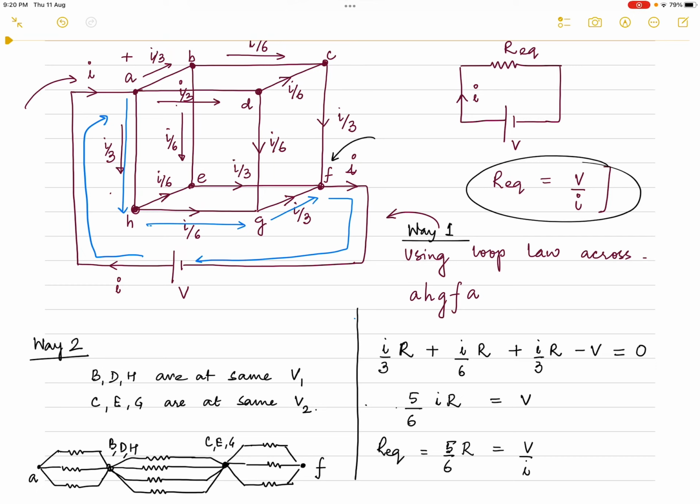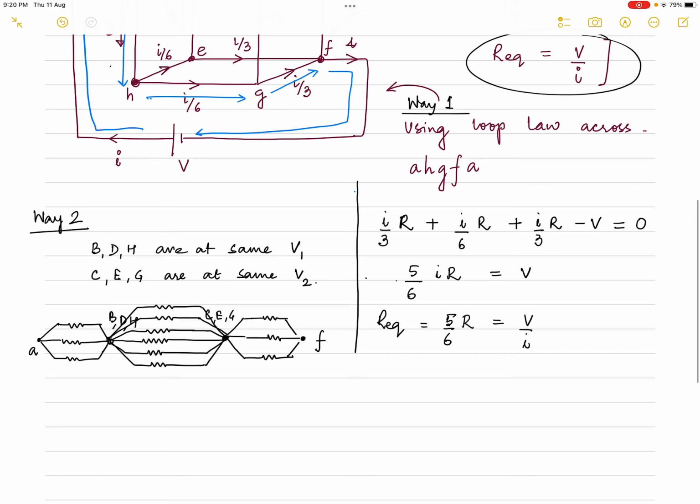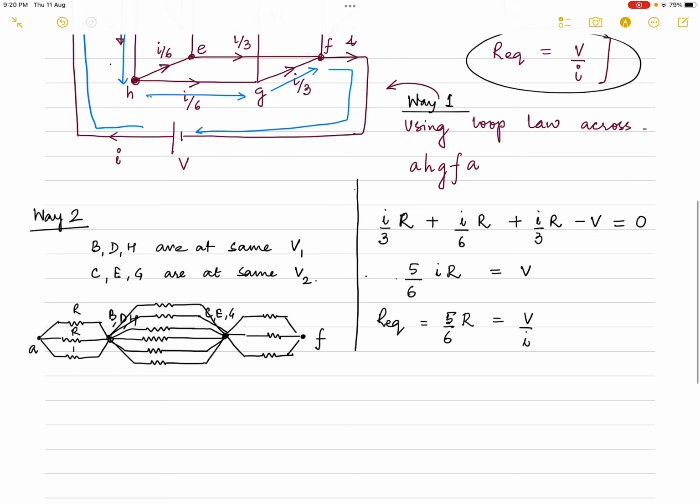Then once again from the point H, we have two resistors, one taking us to the point E and one taking us to the point G. So what we get here is this simplified circuit diagram, which is quite easy to solve now. We see that there are three resistors R each connected in parallel, which will give us an effective resistance of R by 3 between the points A and these common points B, D and H.